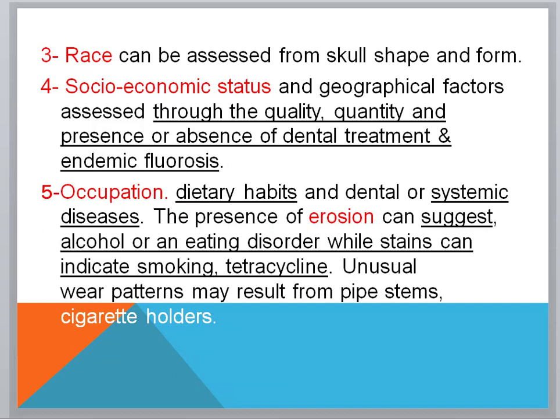After that, we come to race, which can be assessed from skull shape and form. Number four, socioeconomic status and geographical factors are assessed through the quality, quantity, and presence or absence of dental treatment and endemic fluorosis. Number five, occupation, dietary habits, and dental or systemic disease. The presence of erosion can suggest alcohol or an eating disorder, while stain can indicate smoking or tetracycline. Unusual wear patterns may result from pipe stems or cigarette holders.